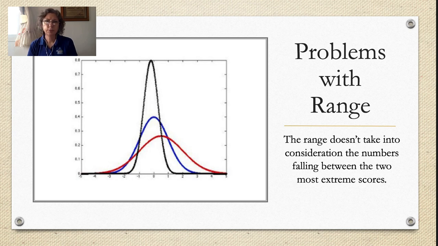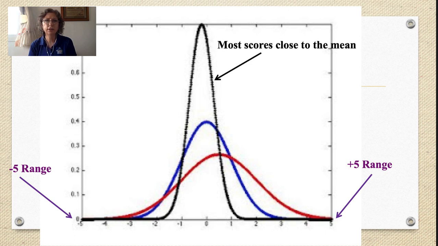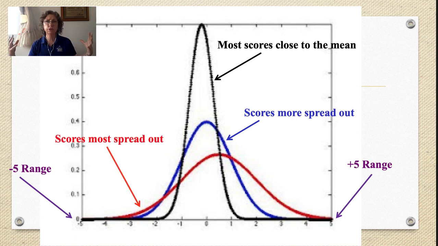We do have problems with range because it does not take into consideration what's going on with the numbers between those two most extreme points as far as the lowest and highest. For example, all of these distributions have a range from -5 to +5. So according to the range, they're all the same. It does not consider that the black curve shows most scores close to the mean. The blue, the scores are more spread out than the black curve. And for the red curve, the scores are most spread out.